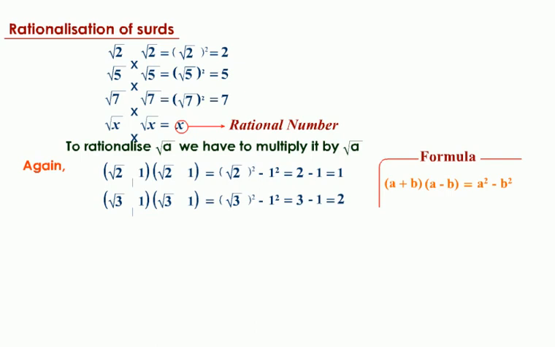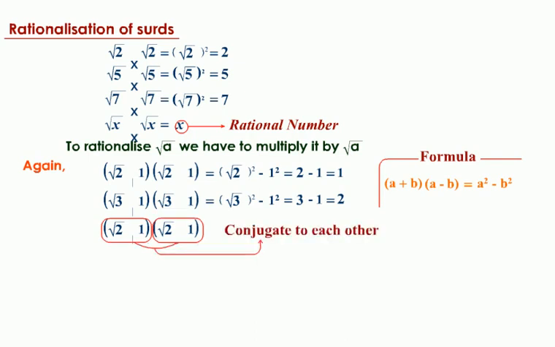Thus, to rationalize under root 2 plus 1, we have to multiply it by under root 2 minus 1. The numbers under root 2 plus 1 and under root 2 minus 1 are said to be conjugate to each other. Similarly, to rationalize 2 under root 5 minus 3 under root 2, we have to multiply it by its conjugate, 2 under root 5 plus 3 under root 2.